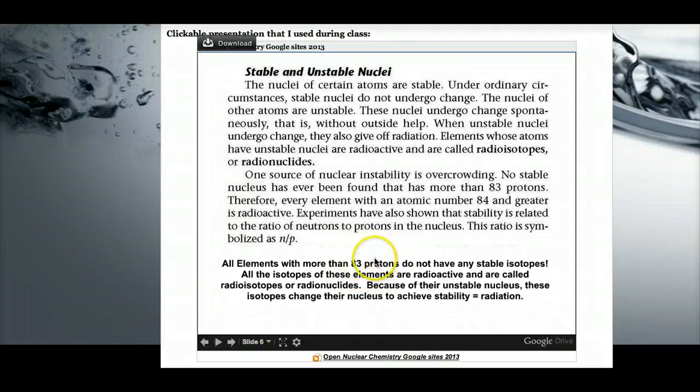So the first type of instability of the nucleus is too many neutrons. The second one is too many protons. And you should know there are no stable isotopes for any element beyond atomic number 83. That means there are no stable isotopes for anything with atomic number 84, 85. All of their isotopes are unstable. So there are no stable isotopes for anything with more than 83 protons.